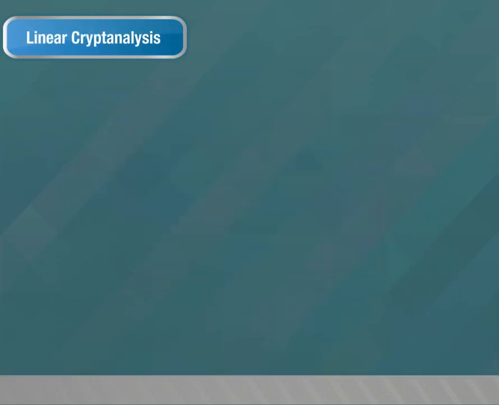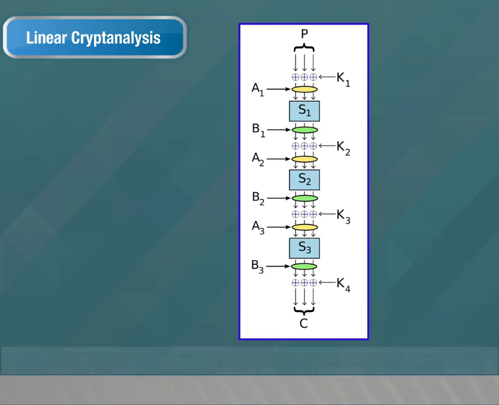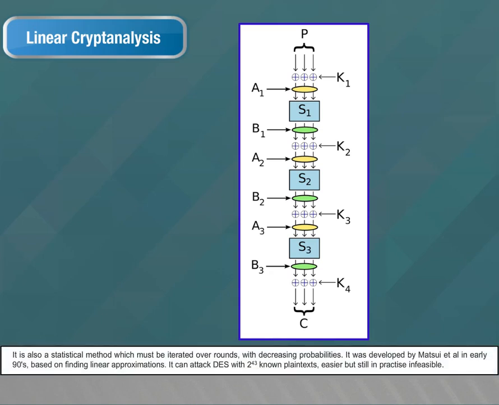Linear cryptanalysis. A more recent development is linear cryptanalysis. This attack is based on finding linear approximations to describe transformations performed in DES. It is also a statistical method which must be iterated over rounds with decreasing probabilities. It was developed by Matsui et al. in the early 90s, based on finding linear approximations. It can attack DES with 2 to the power 43 known plaintexts, easier but still in practice infeasible.